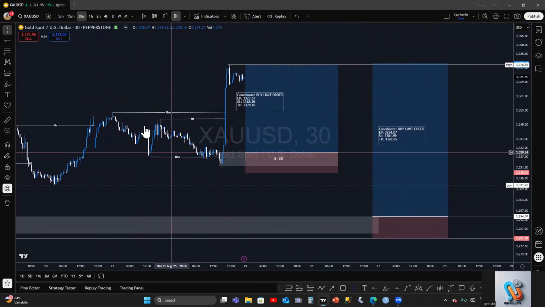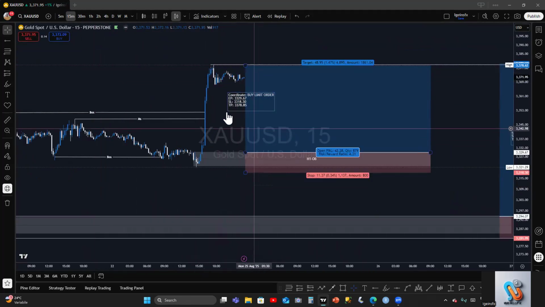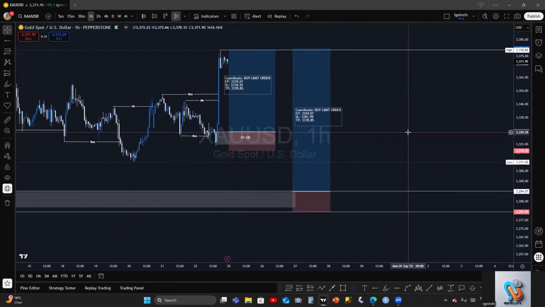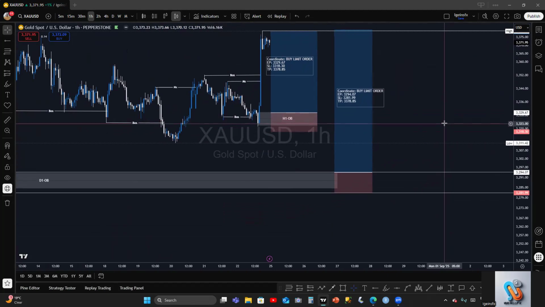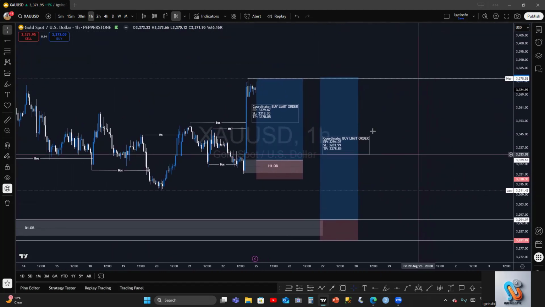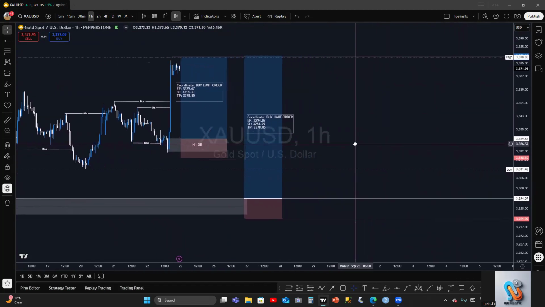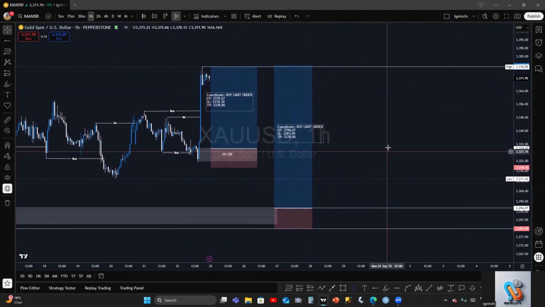So that is how it is. Or even if you scale to 15 minutes, you see it's making its way down. But I don't trade on 15 minutes. I don't go below 1 hour. What I do is my top-down analysis starting from daily, refine the order block from daily to 4 hours, 4 hours to 2 hours, 2 hours to 1 hour for precision entry, guys. So this is what we have for gold.